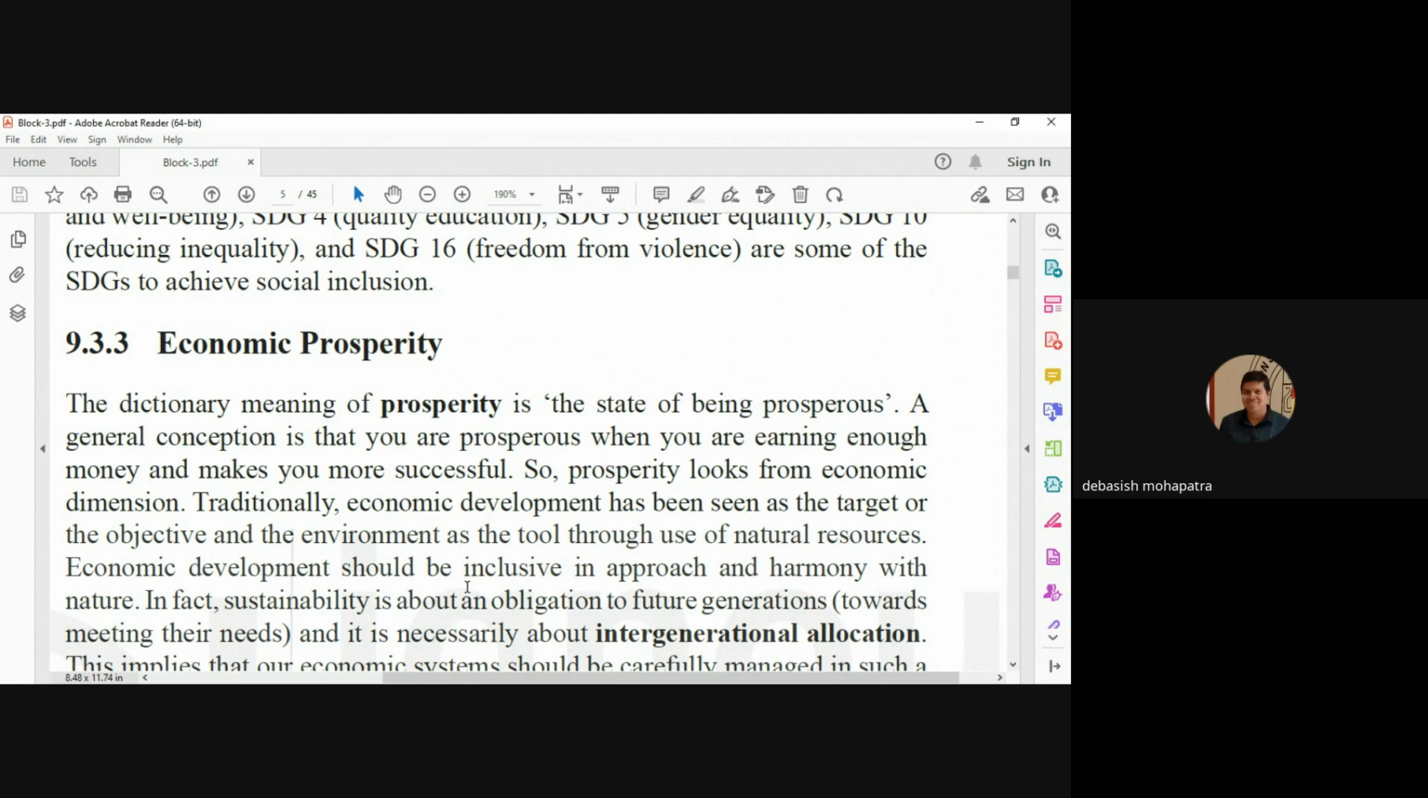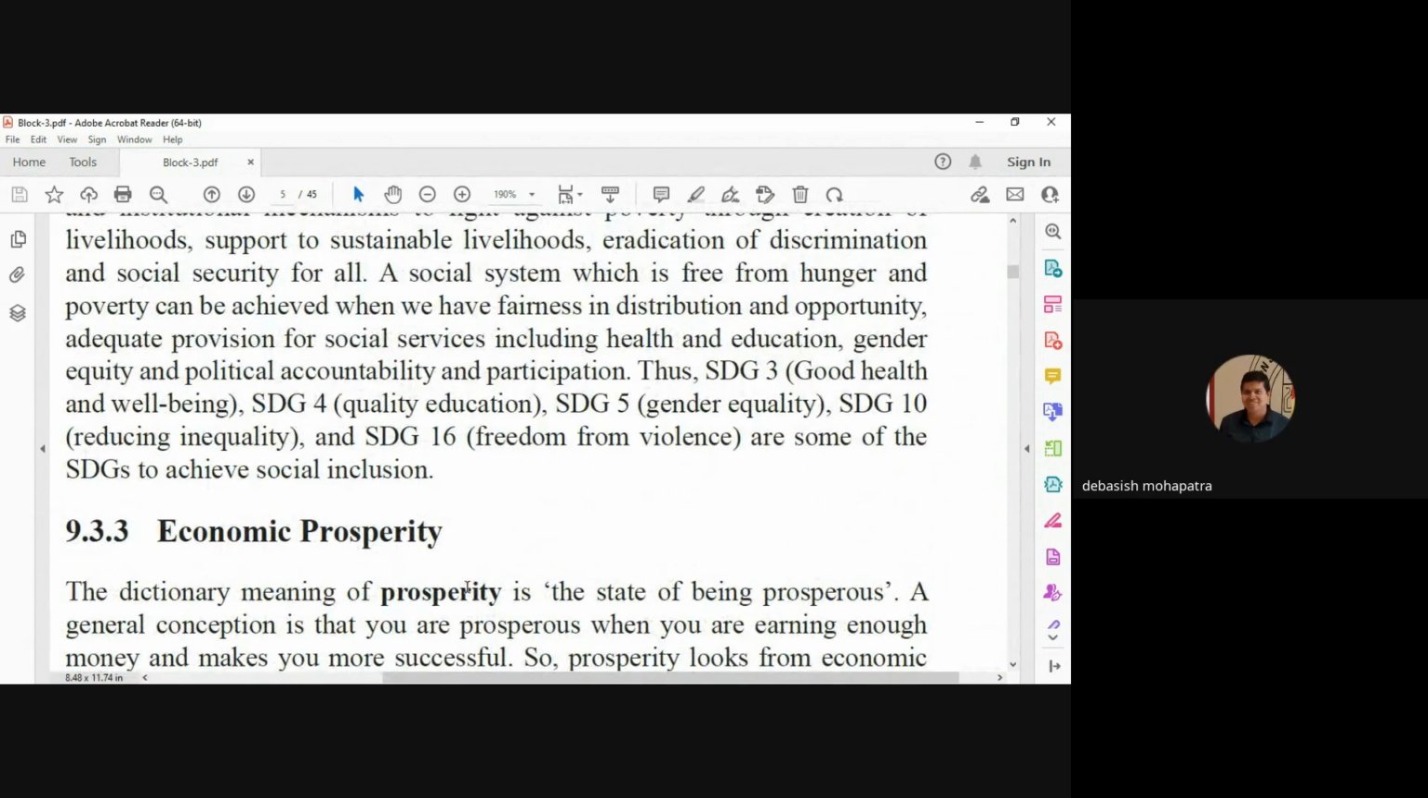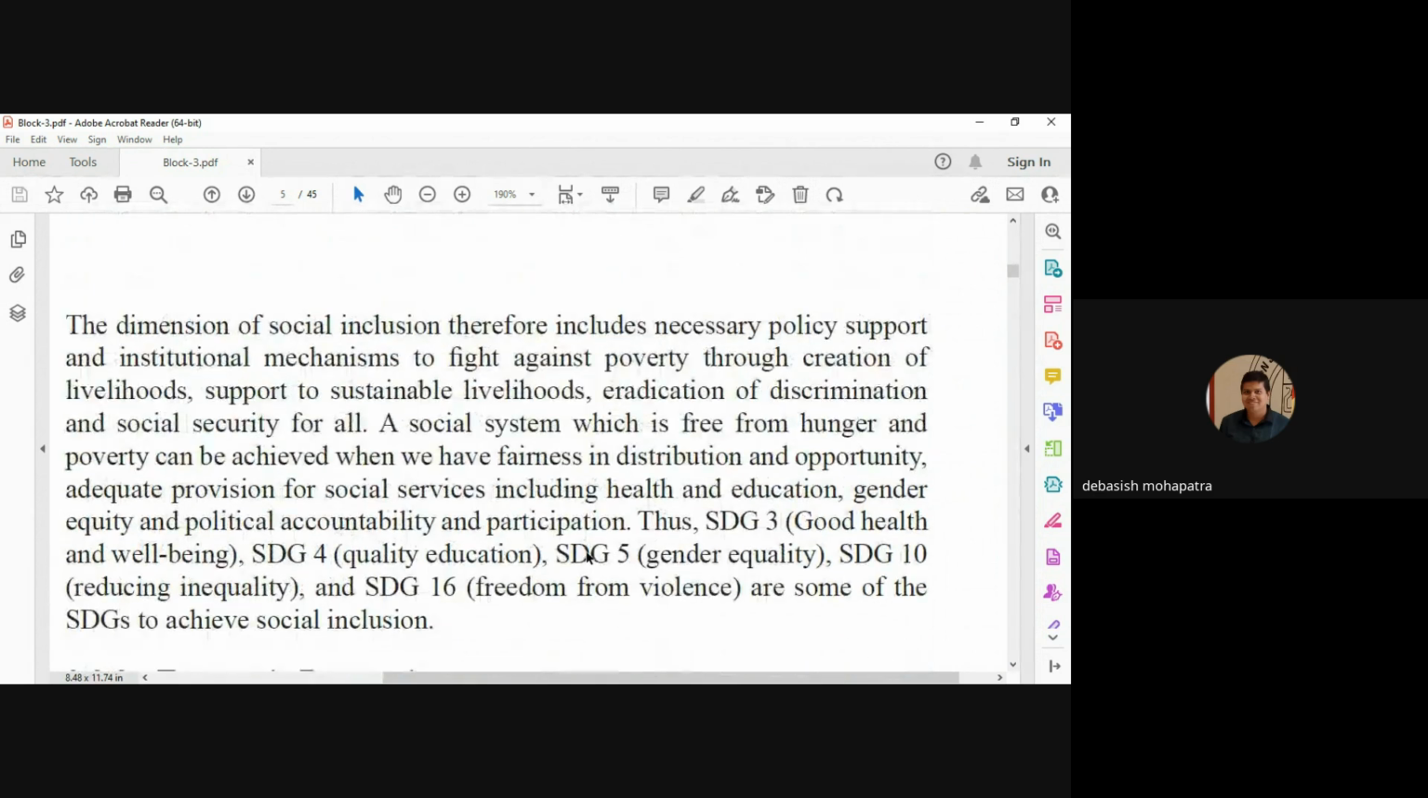Sir, SDG, Sustainable Development Goal. Now, what is that? SDG. I did not get you. No, what is the full form of SDG? I'm asking. Here, SDG. SDG is Sustainable Development Goals. Okay, thank you, sir. Yes.